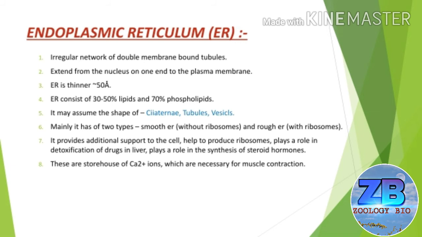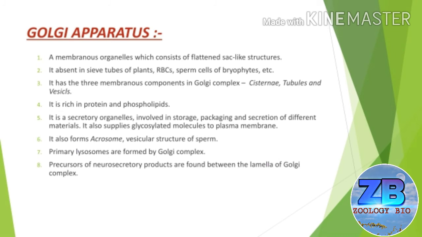Number six, in testes, ovary, and adrenal cortex, smooth endoplasmic reticulum plays a role in the synthesis of steroid hormones. Number seven, endoplasmic reticulum acts as a member of the intracellular transport system for various substances, which may pass across the endoplasmic reticulum membranes by diffusion as well as by active transport. Number eight, a modified form of smooth endoplasmic reticulum is the sarcoplasmic reticulum of striated muscles. These are storehouses of calcium ions, which are necessary for muscle contractions.